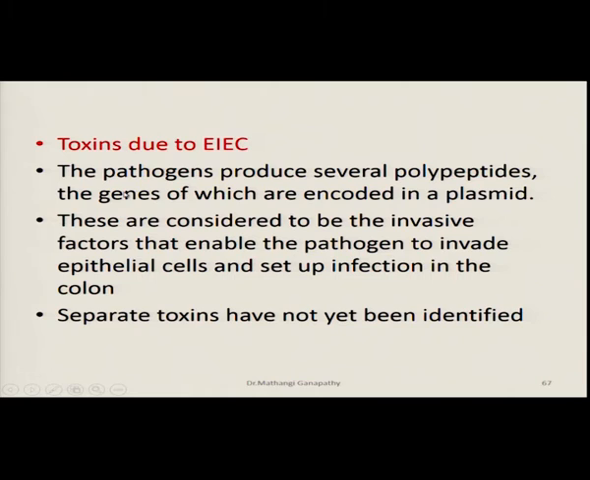Let us discuss the toxins which are produced by both EIEC, the enteroinvasive E. coli, and the O157. The pathogens produce several polypeptides, the genes of which are included in the plasmid. These plasmid encoded genes which produce polypeptides are considered to be the invasive factors that help the pathogen to invade the epithelial cells and set up infection in the colon. But separate toxins as such have not been identified for EIEC.